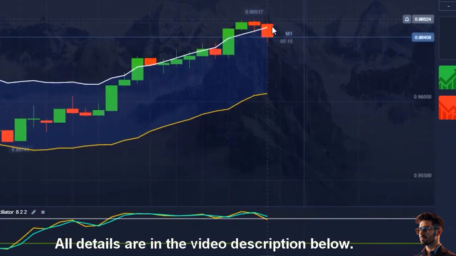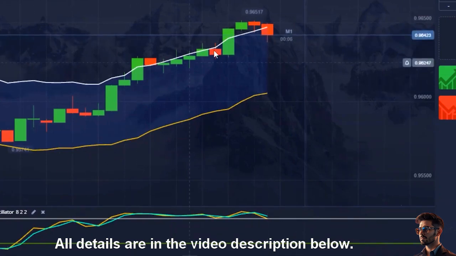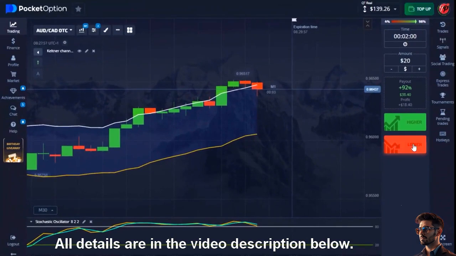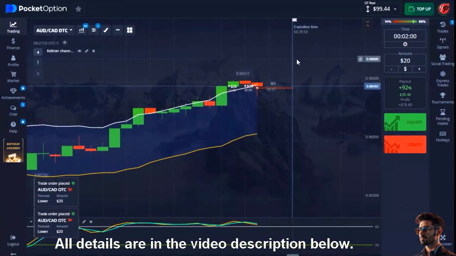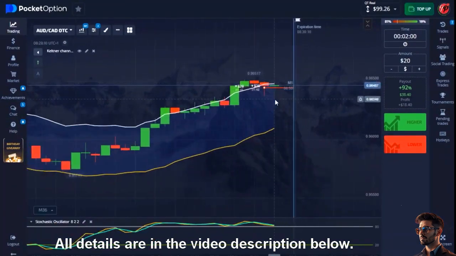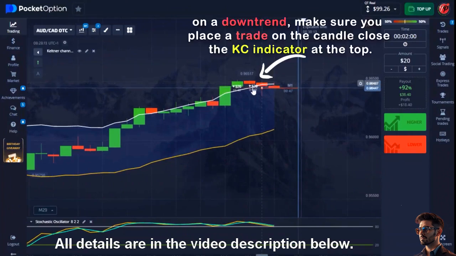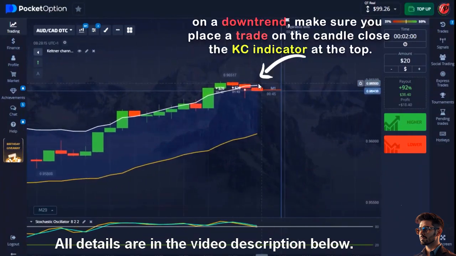This is a very perfect moment because right here, this is a very strong candlestick breaking out above the kidney channel upper line here. So I'm going to enter this trade real quick. If you're going for a down trade, always make sure that the candlestick you're placing your trade on is in a very close position to the upper line of the kidney channel.